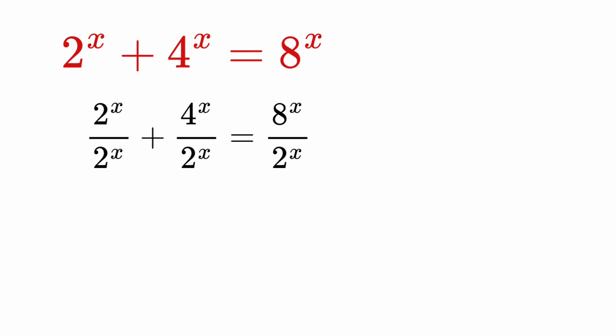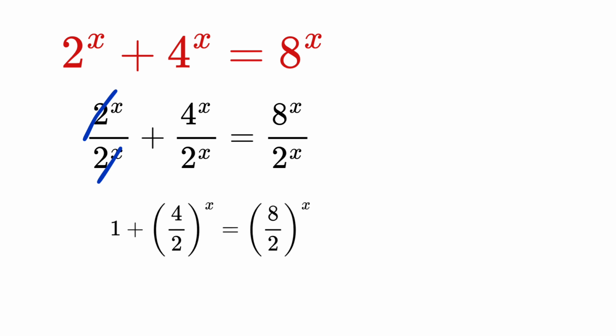2^x/2^x will be cancelled out by 1, and 4^x/2^x we can write as (4/2)^x, and 8^x/2^x we can write as (8/2)^x. 4 will be cancelled out by 2 and 8 will be cancelled out by 4, then we get 1 + 2^x = 4^x.